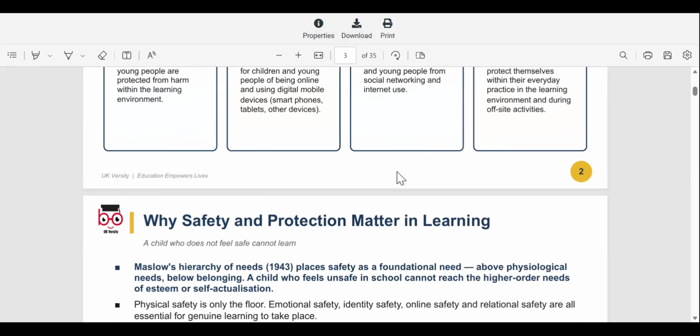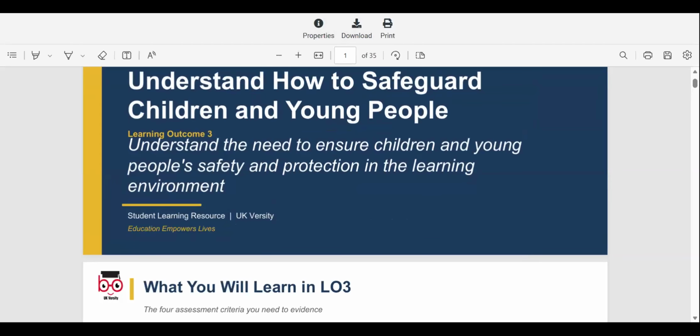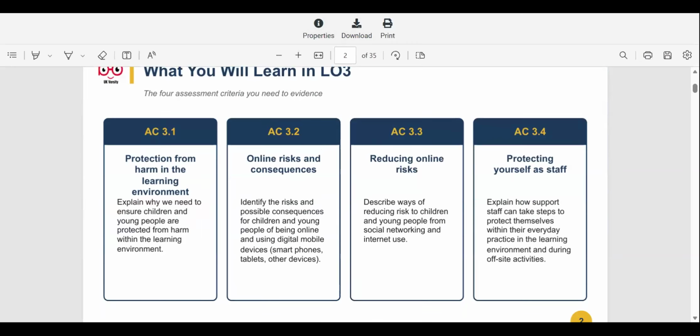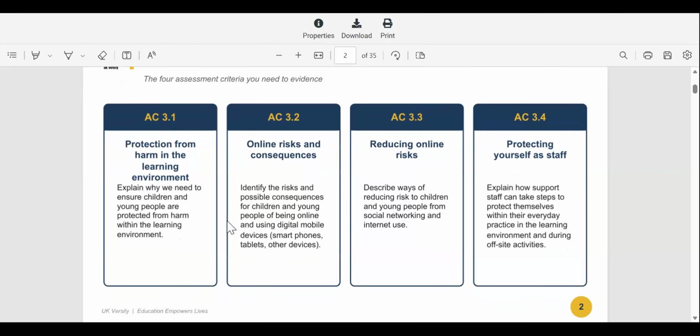Okay, so this is learning outcome 3. Can you see that? Yeah. It is to understand the need to ensure children and young people's safety and protection in the learning environment. So we'll be looking at AC 3.1, which is protection from harm in the learning environment, AC 3.2, which is online risks and consequences, AC 3.3, which is reducing online risks, and AC 3.4, which is protecting yourself as staff.